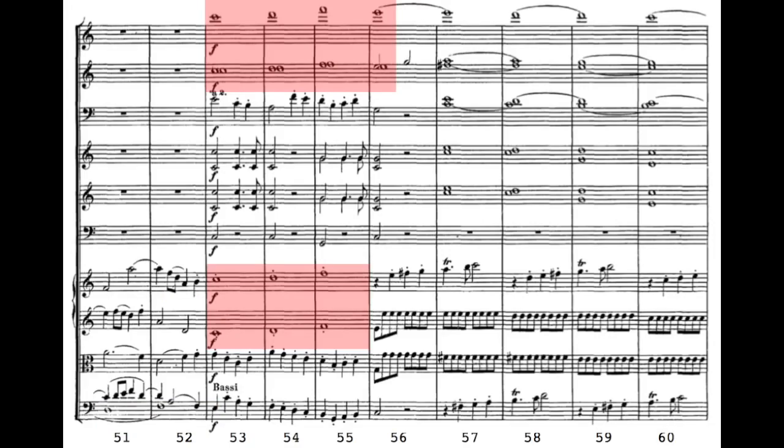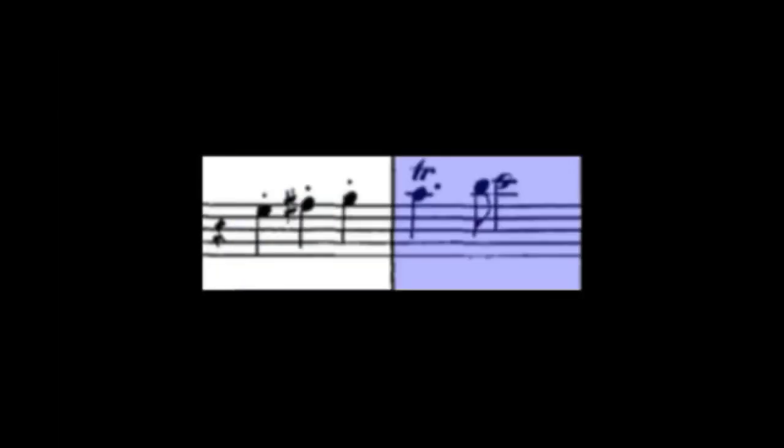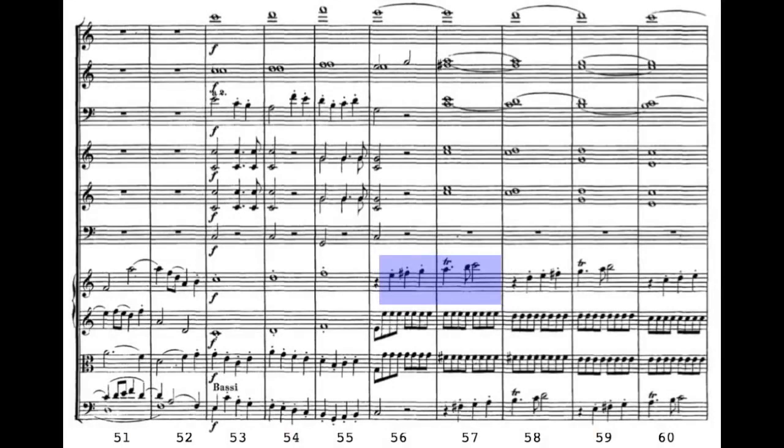After this forceful statement of theme number 1, theme number 3, highlighted in blue, consisting of 3 staccato notes followed by a trilled dotted figure, makes its first appearance as a stretto between the first violins and the cellos and basses. Stretto is the fugal term for when the entries of the subject are squeezed together, such that the second enters before the first is finished.